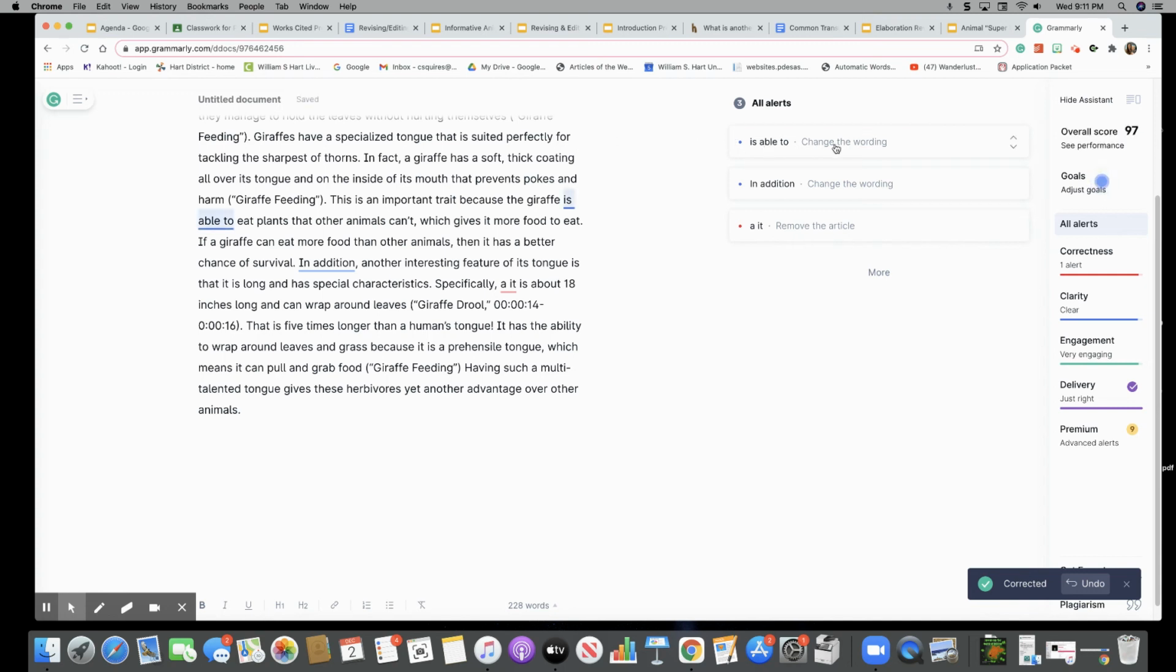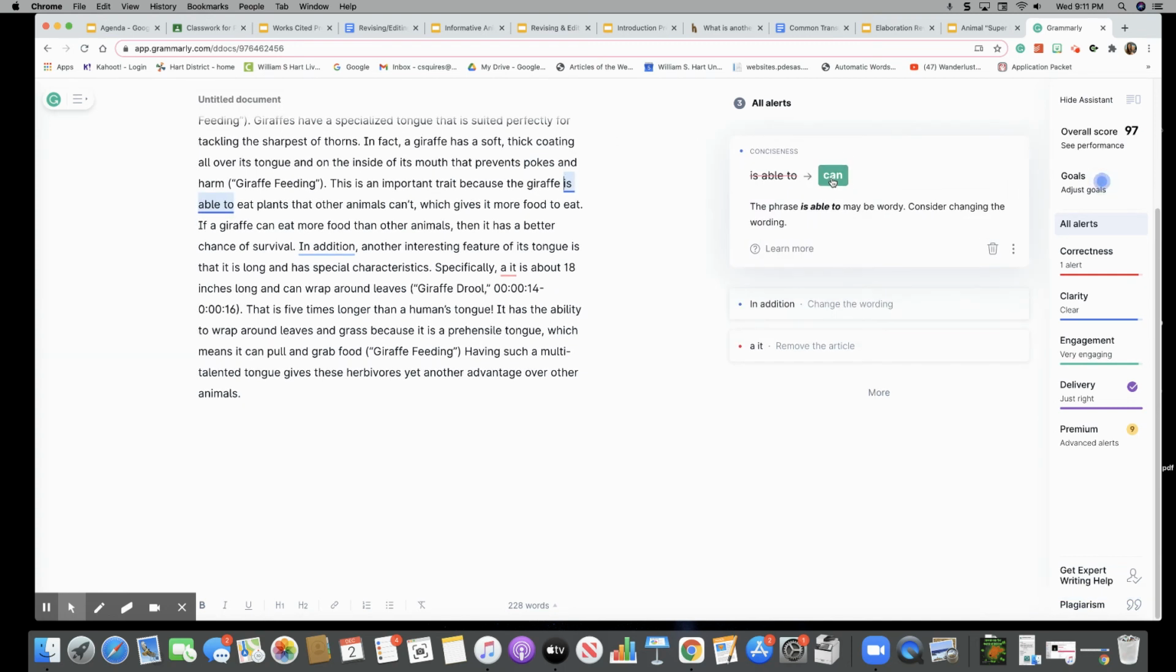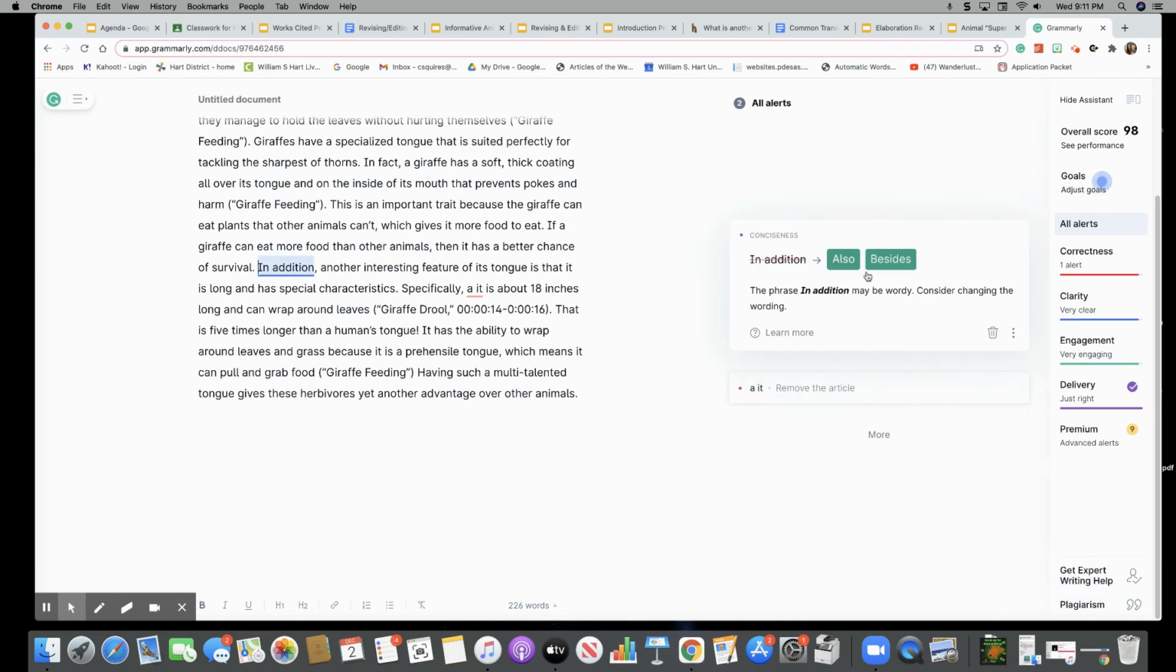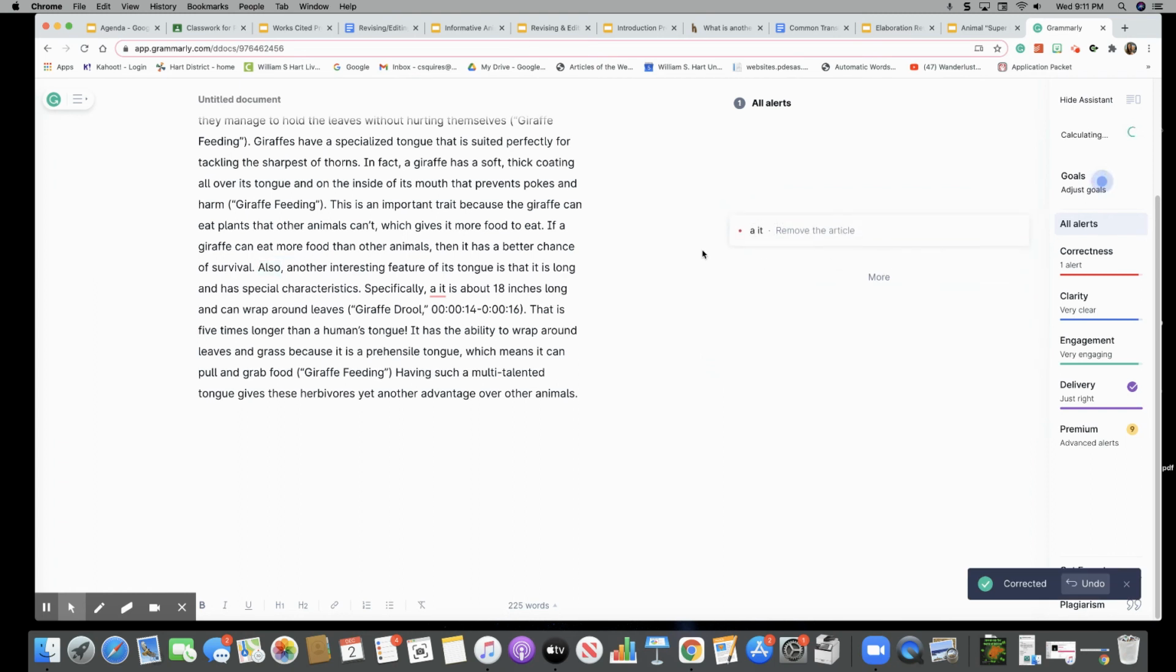Let's see, it's able to change the wording. So what's it saying? "Can." Okay, so this is an important trait because the giraffe can eat plants that other animals can't. Okay, sure. Maybe it was a little too wordy before and I could shorten it up. This one, it doesn't like "in addition." It likes "also" or "besides." Well, "besides" wouldn't make sense, but "also another interesting fact." Sure. Okay, again, you can take the suggestion or you don't have to. It's totally up to you.